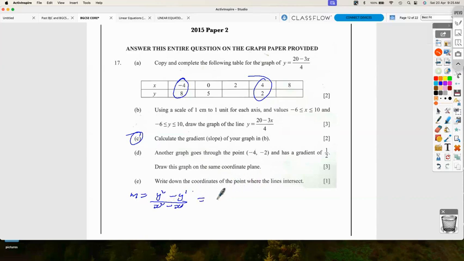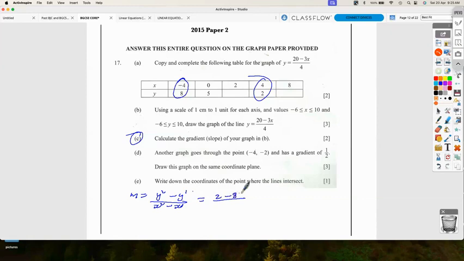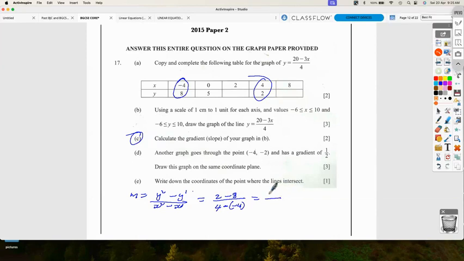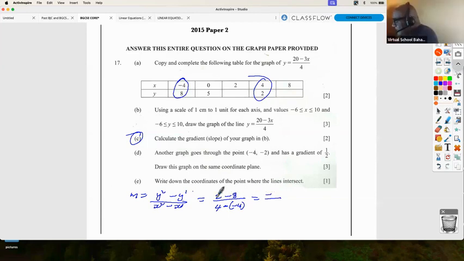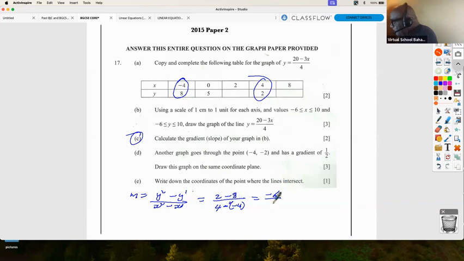Yes, sir. So what do I do next? Take y2 away, it would be 2. 2 take away 8, over 4 take away, open bracket, -4. Very, very good. So what we get at the top there? -3 over 4. Well, at the top we have -3. No, let us work out step by step. 2 minus 8 will give us -6, okay? And then this minus will become positive, so 4 plus 4 is 8.